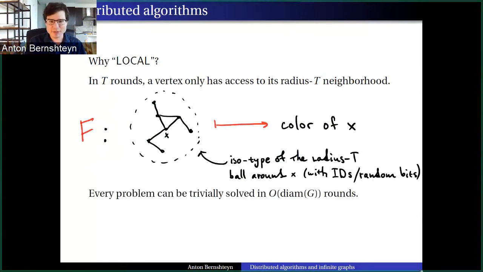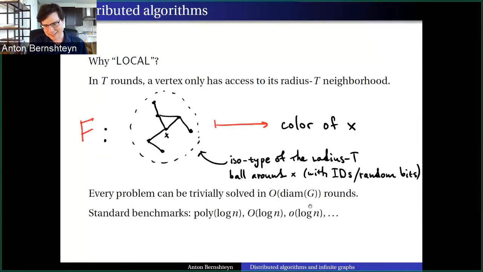So because of this, every problem can be trivially solved in big O of diameter of G rounds, just because every vertex can communicate with everybody else. So this communication is not an issue anymore. It's allowed to go all the way to the diameter. But usually you want to do something smaller than this, and there are some standard benchmarks, like something polylogarithmic in n, or just logarithmic, or maybe sublogarithmic in the number of vertices. And this is typically less than the diameter, at least in the bounded degree case.